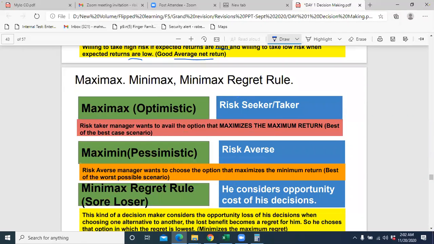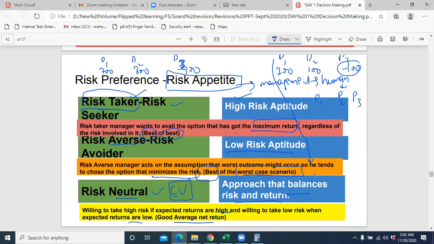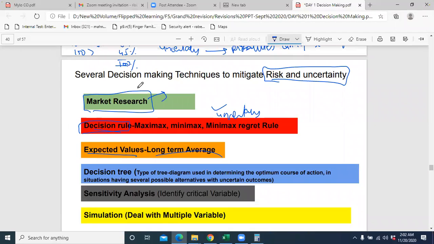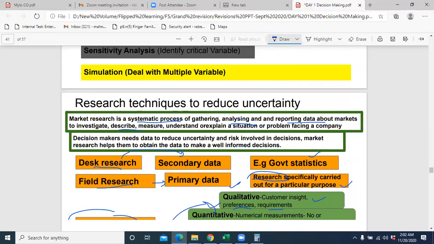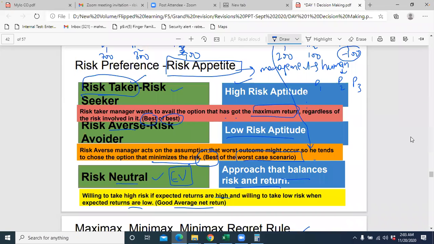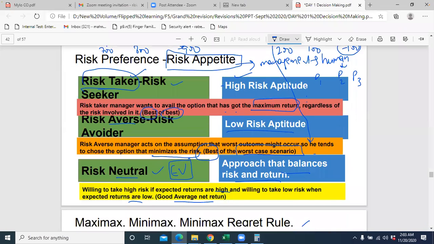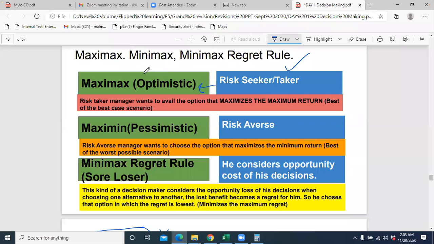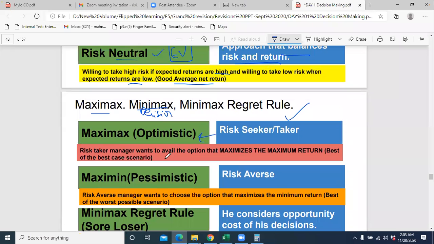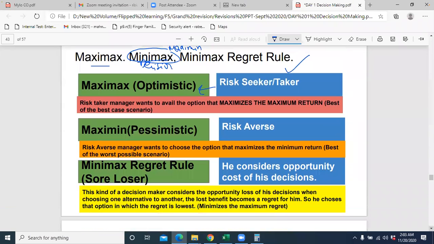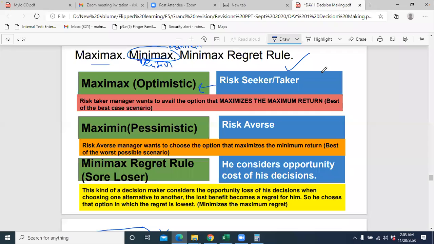So we understood the risk aptitude. Now we are trying to apply the decision rule we talked about. That's one of the decision making techniques, which is decision rule. Having said that we know the risk aptitude, now we're going to apply the risk aptitude with that of the decision rule. So decision rule is maximax, minimax. It's not minimax, sorry, it's maximin. Here it's wrong. Maximin and minimax regret rule. There are three things here. And each is a different person having different risk aptitude.